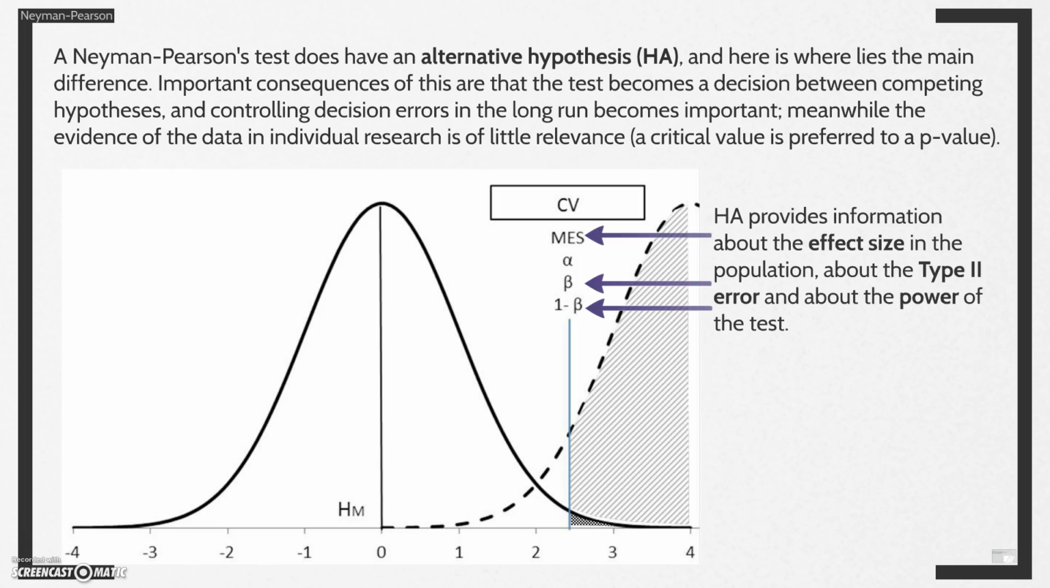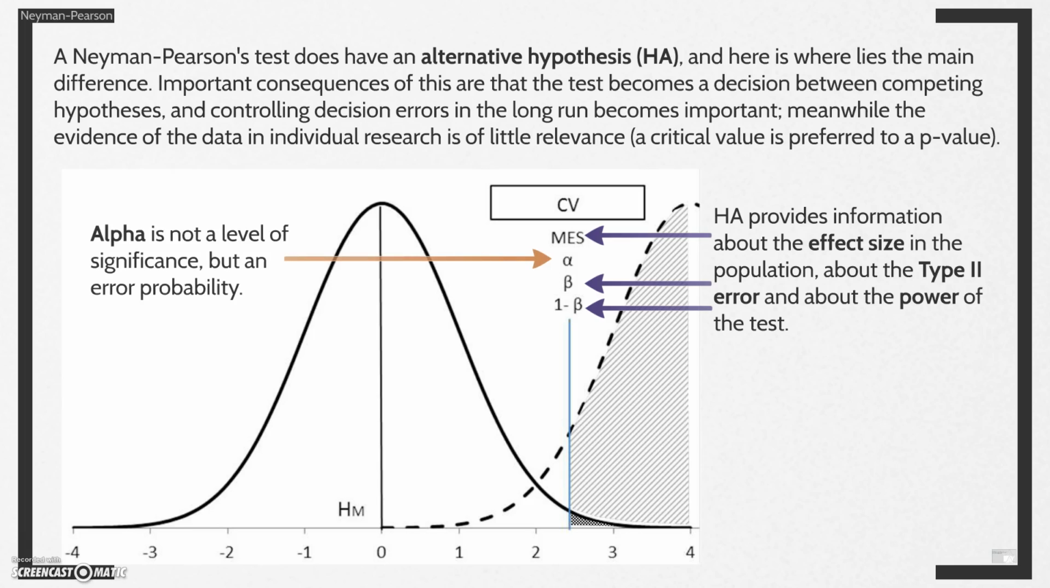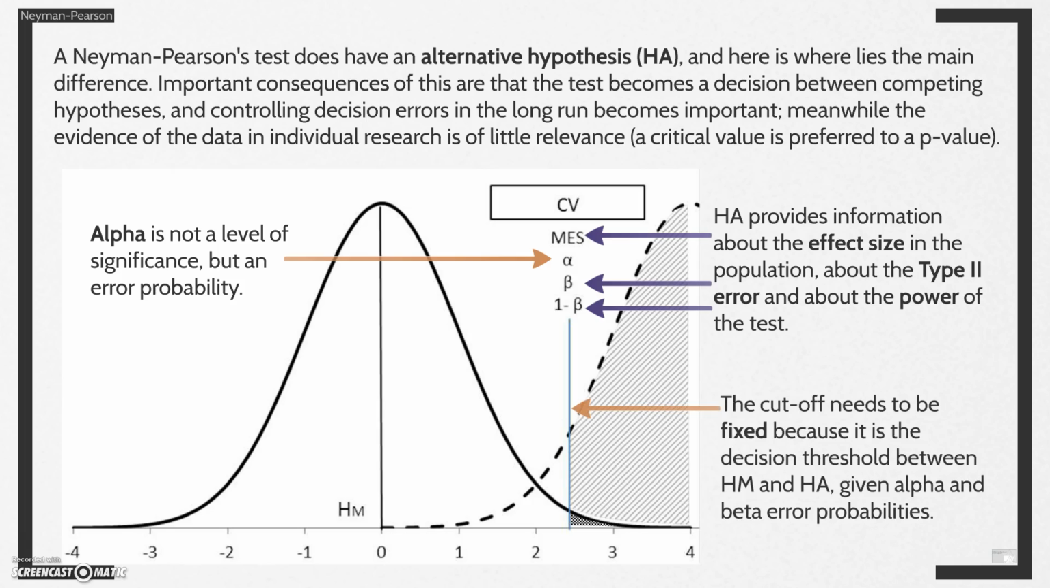Now the alternative hypothesis provides information about the effect size in the population, about the type 2 error, and about the power of the test. An alpha is not a level of significance anymore, it is an error probability. The cutoff therefore needs to be fixed because it is a decision threshold between the main hypothesis and the alternative hypothesis, given the alpha and beta error probabilities.